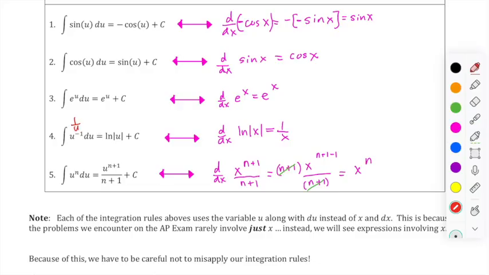Over here, if you have 1 over u, that is log of u. Make sure it is an absolute value, because if you take the derivative of log, you end up with 1 over x. And finally, if you take the integral of any base to a power, you add 1 to that power and divide by the new exponent, as long as it's not a -1 exponent, because you would have to refer back to the natural log.